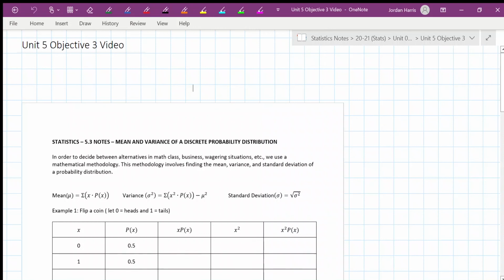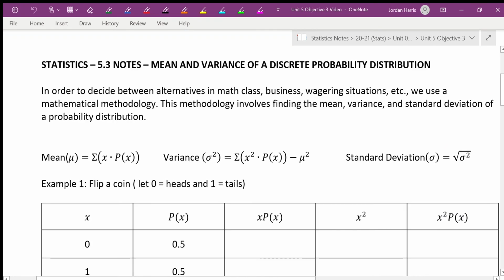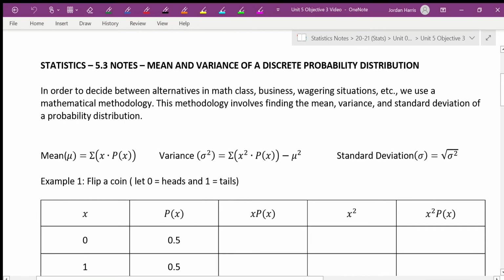This is 5.3, mean and variance of a discrete probability distribution. In order to decide between alternatives in math class, business, wagering situations, etc., we use a mathematical methodology. This methodology involves finding the mean, variance, and standard deviation of a probability distribution.